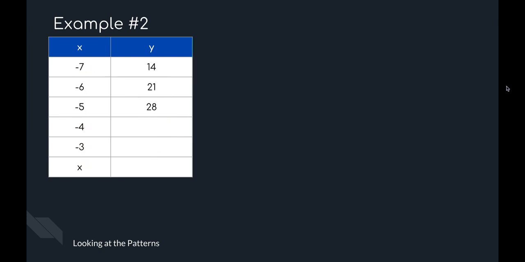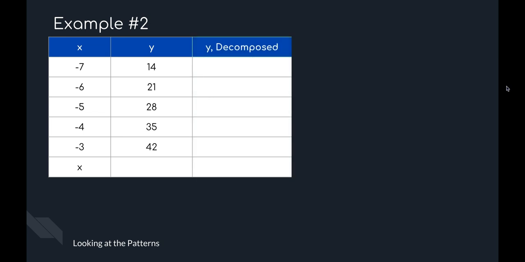Let's do it again. This time we're going to start with a negative domain value and see if the pattern holds up. We have a table that's increasing by 7, and we'd ask students to complete the table. We're going to expand the table just as before. We'll start with 14, 14 plus 7, 14 plus 7 plus 7, and so on.